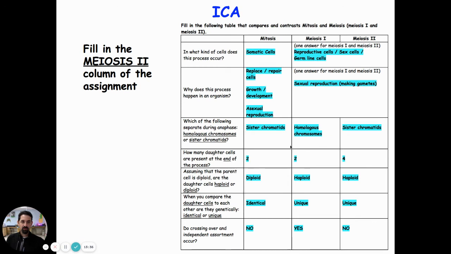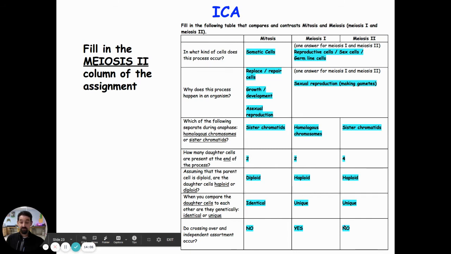The big difference here that you're going to probably need to pay attention to is that in meiosis 1, we separate our homologous chromosomes. In meiosis 2, we separate our sister chromatids. The number of daughter cells present differs, and then we talk about our haploid and unique, and no crossing over and independent assortment do not occur during meiosis 2.